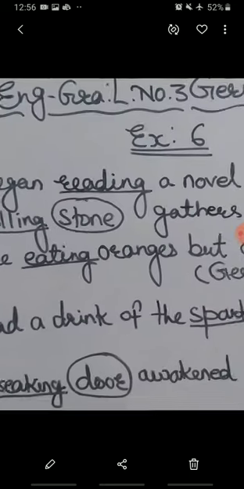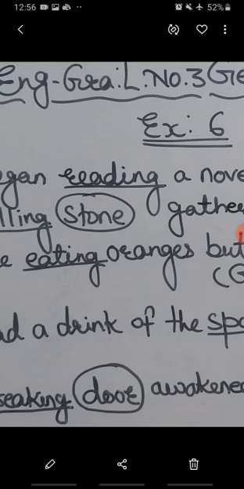Next sentence: a roll stone gathers no moss. That roll is the verb in the bracket. So I change the form of the verb: a rolling stone. You can see I have circled the word stone. Why? Because the verb rolling is describing the stone. Which stone? Rolling stone. It is describing the stone. So what is it? It is a present participle.